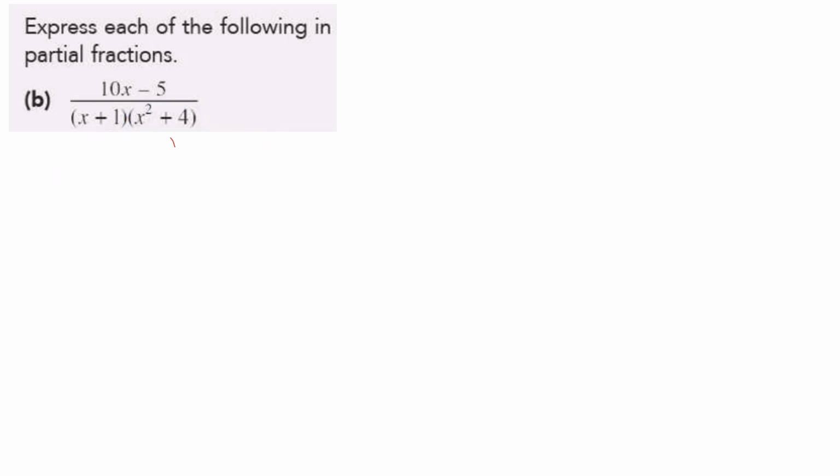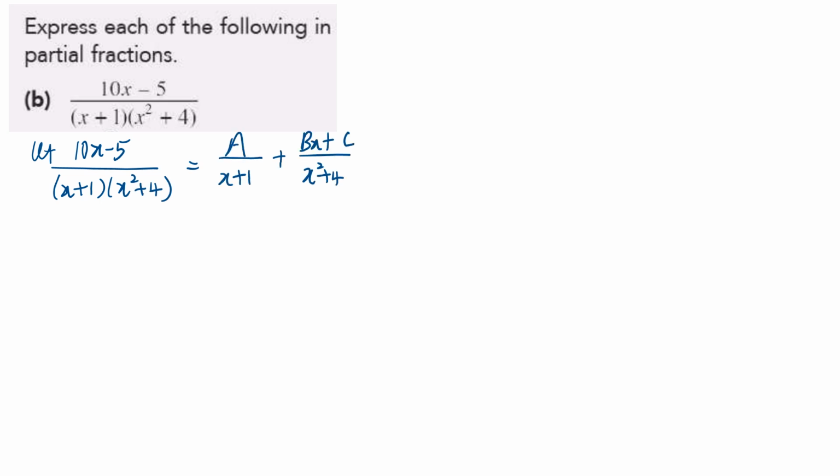So how do you think it will look like? Yes, it will be a over x plus 1, which is a linear factor, and for the irreducible one, the numerator will be bx plus c. You can refer to the earlier slides if you have forgotten why the numerator is bx plus c. Then of course the next step is to combine them into a single fraction.